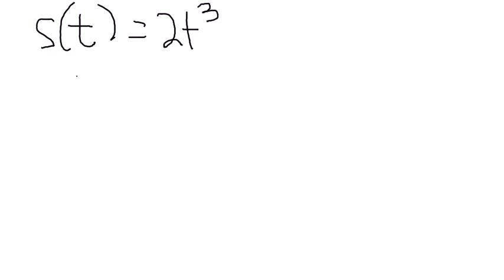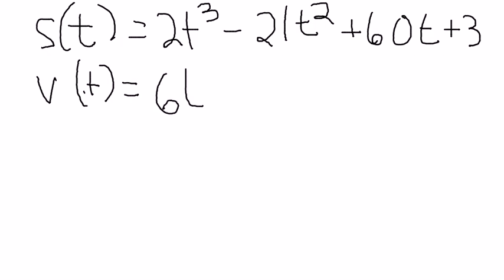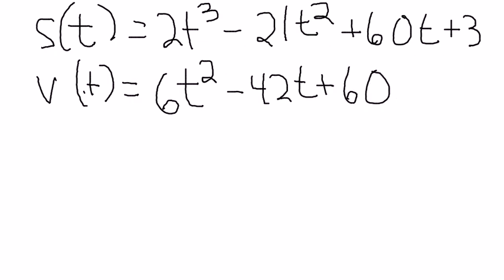So the position function says s of t is equal to 2t cubed minus 21t squared plus 60t plus 3. So the velocity function, which is the same as the first derivative, is equal to 6t squared minus 42t plus 60.